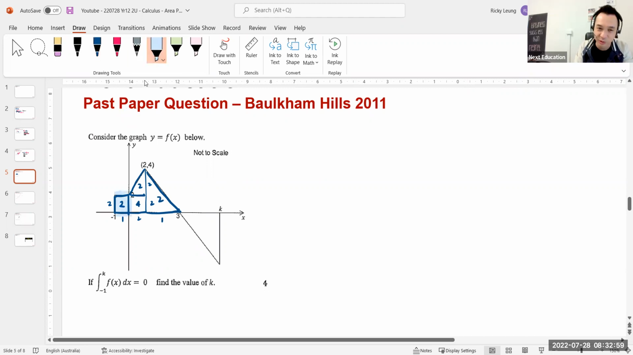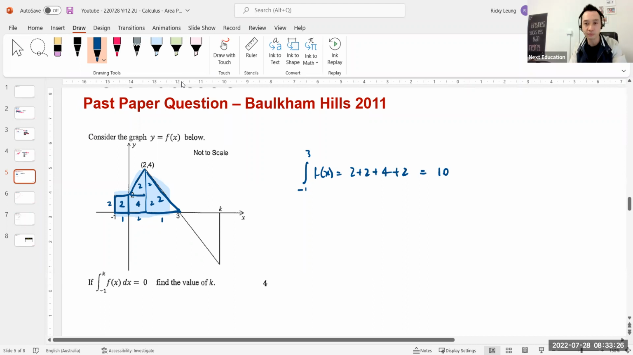Man, these diagrams that are not to scale are really making it hard. I think that's where the majority of the marks are, trying to figure out diagrams. So the integral from -1 to 3 of the function right now, which is basically representative of the positive area, is 2 plus 2 plus 4 plus 2 is 10. Yeah, that's what it looks like.